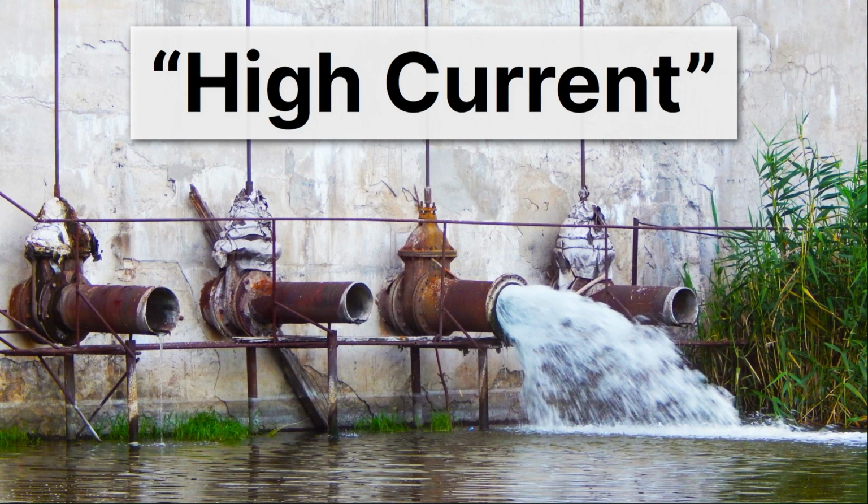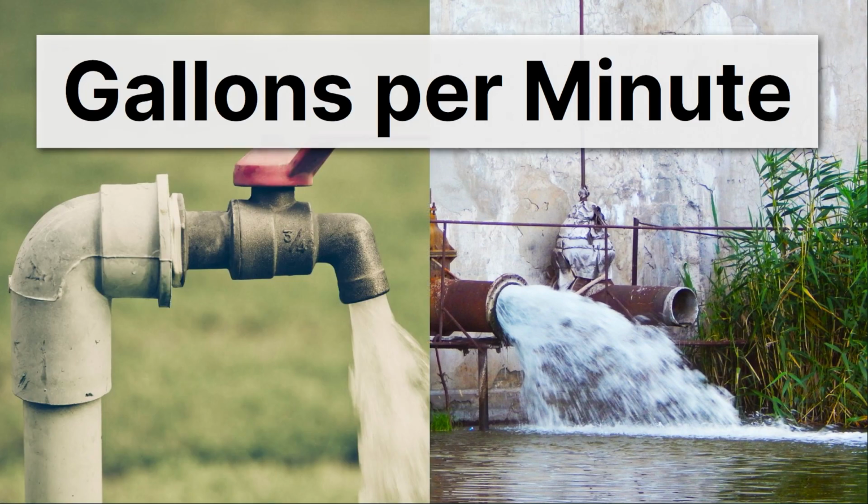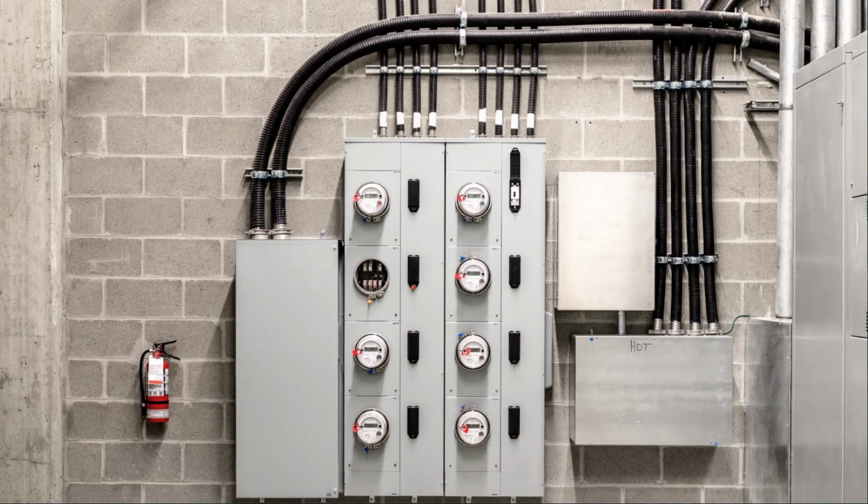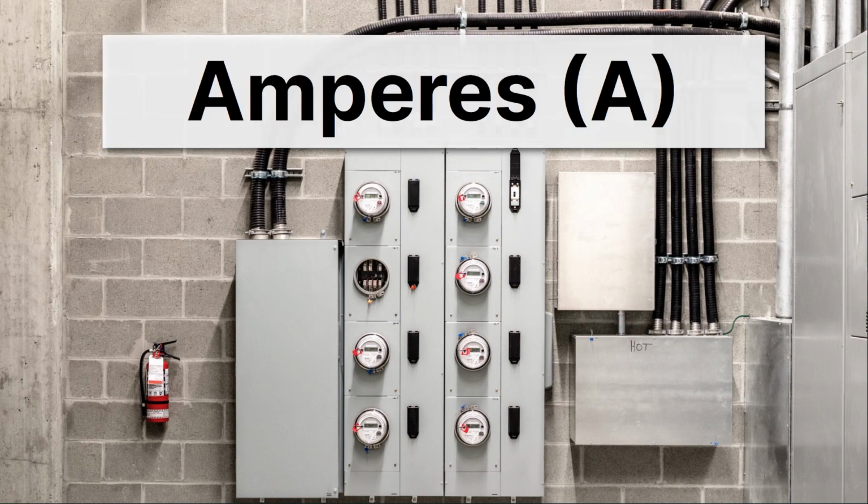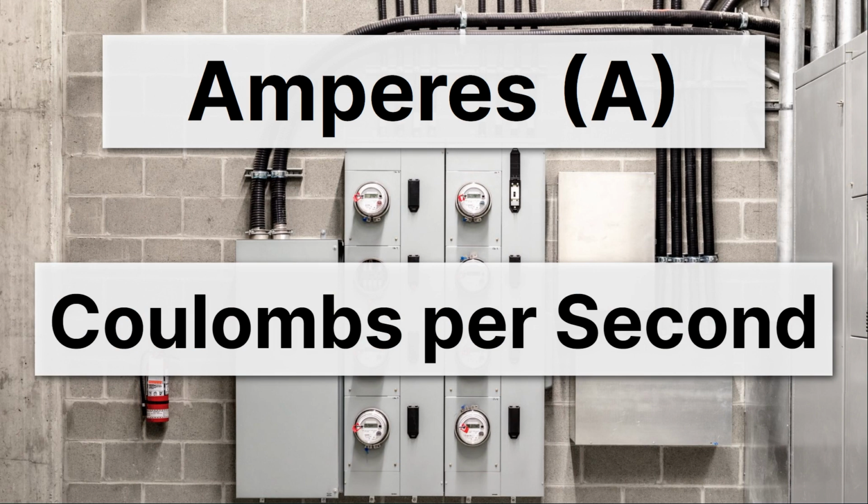Now, when we measure the flow of water, we might use something like gallons per minute. What do we use for electricity? Well, all of the circuits on this wall can measure their current in amperes. Another way to think about that is coulombs per second. And remember that coulombs is a measurement of charge. So we're basically thinking loosely here about the number of electrons that are cruising by every single second.